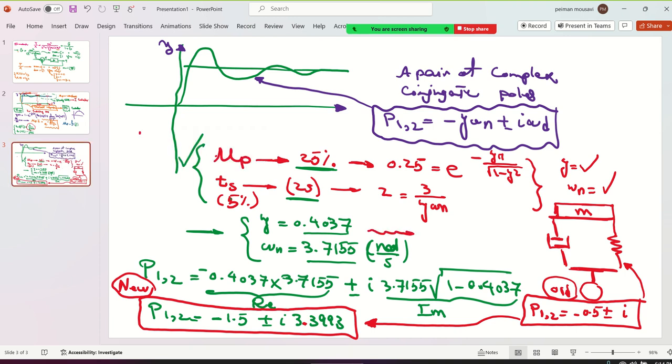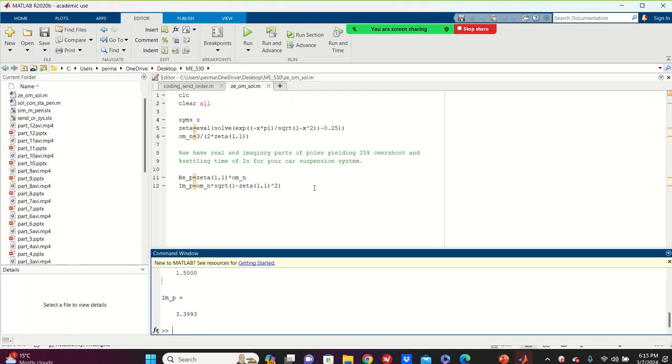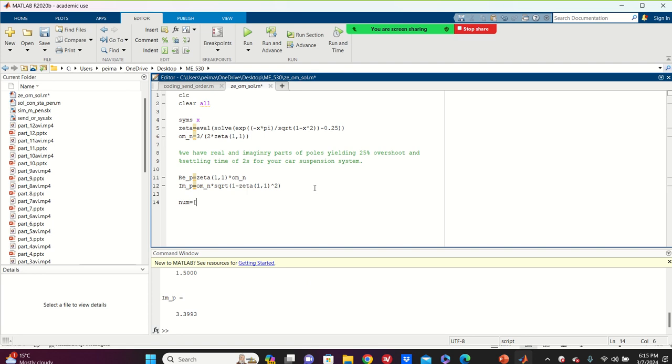Just put here s square plus 2 zeta omega n s plus omega n square in Simulink or MATLAB. Look here, guys. I'm going to develop the code. I'm saying num 0 0 omega n square, second order system. Then, as we calculated from your boss's request, 1 2 zeta 1 and 1 in omega n, we just calculated, and omega n square. Figure 1, step, num, then grid.